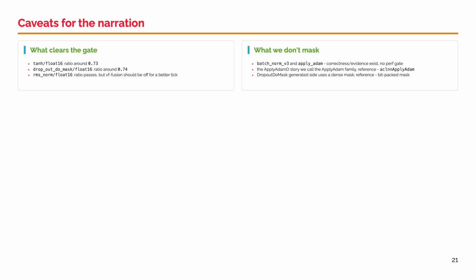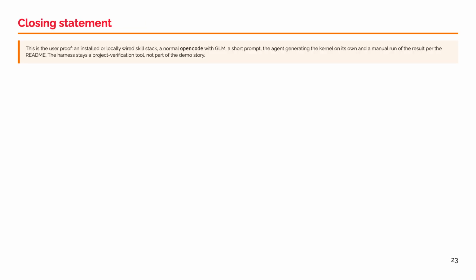Third, vector fusion. RMS norm regresses with fusion on. Apply Adam and batch norm v3 improve, but still miss the performance gate. So the final story is: the user proof shows a normal opencode experience, and the post-ops block shows a strict and honest total tick comparison for the remaining cells. Where it passes, we say pass. Where it misses, we say perf miss. The internal harness remains a project verification tool, not part of the user-facing flow.